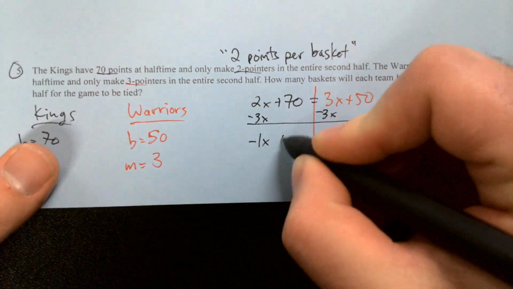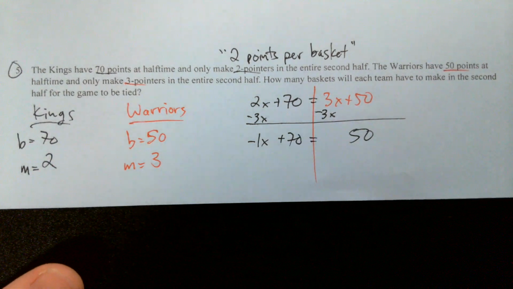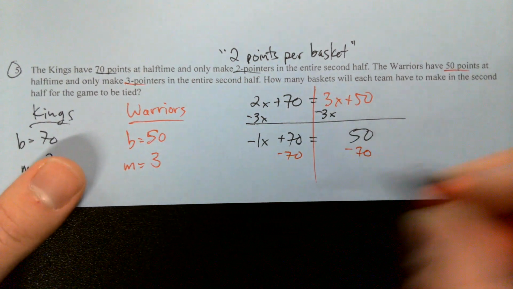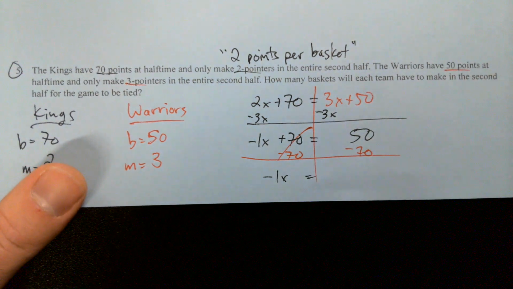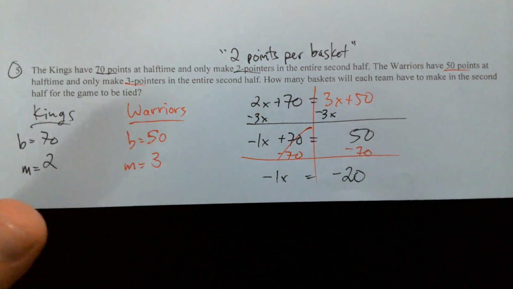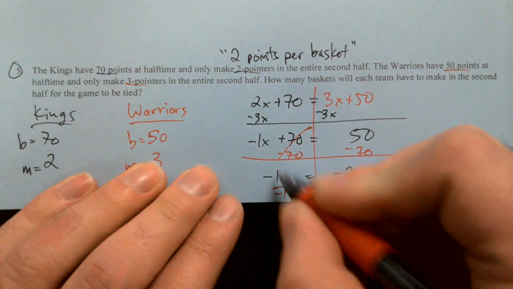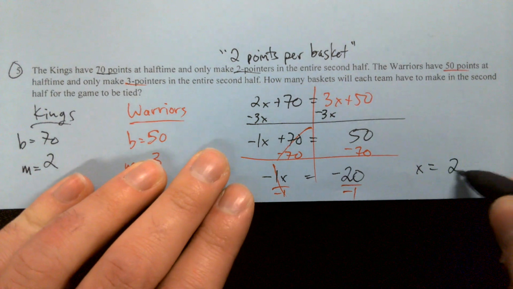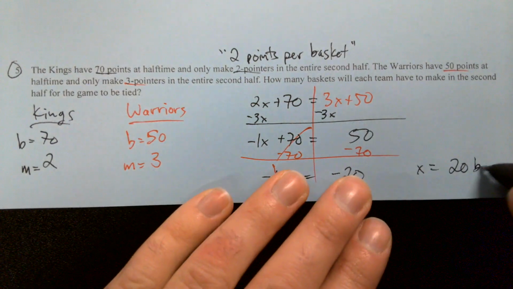I get negative 1x plus 70 equals 50. What now? Subtract 70 from both sides. We get negative 1x equals what? Negative 20. Good. Am I done? Nope. I got to divide by what? Negative 1. What is negative 20 over negative 1? Just 20. 20 what, though? 20 baskets.